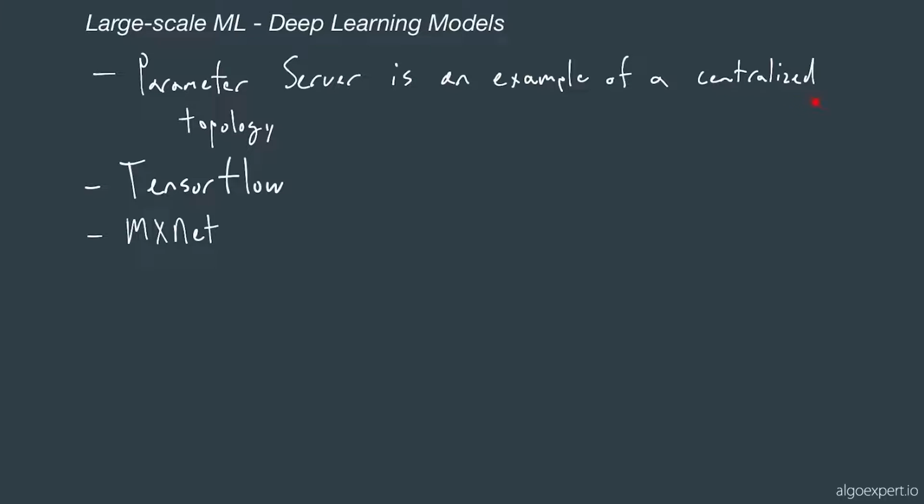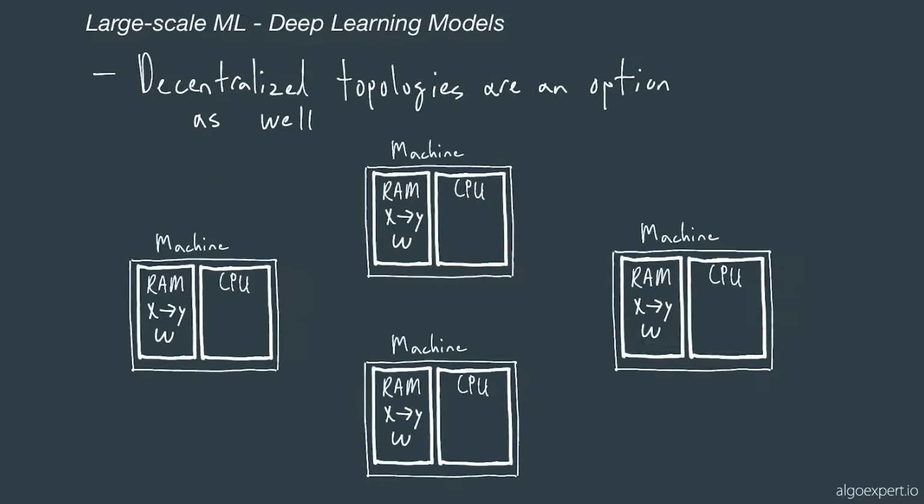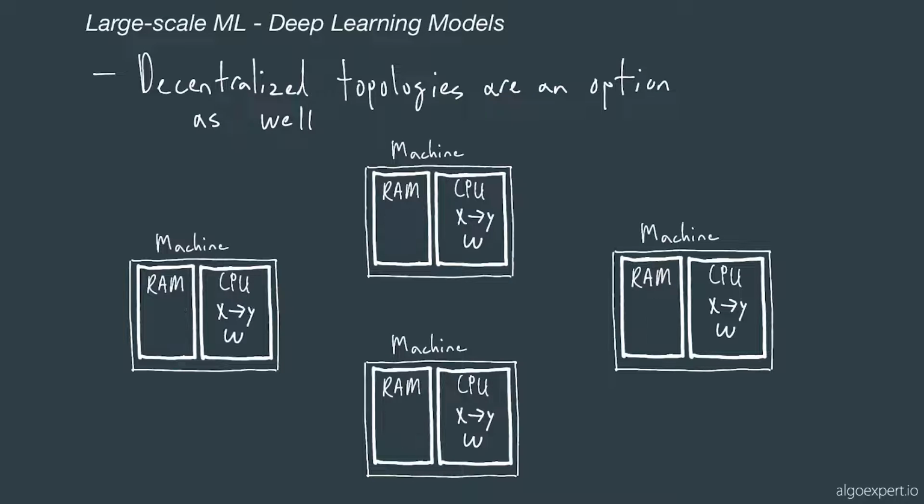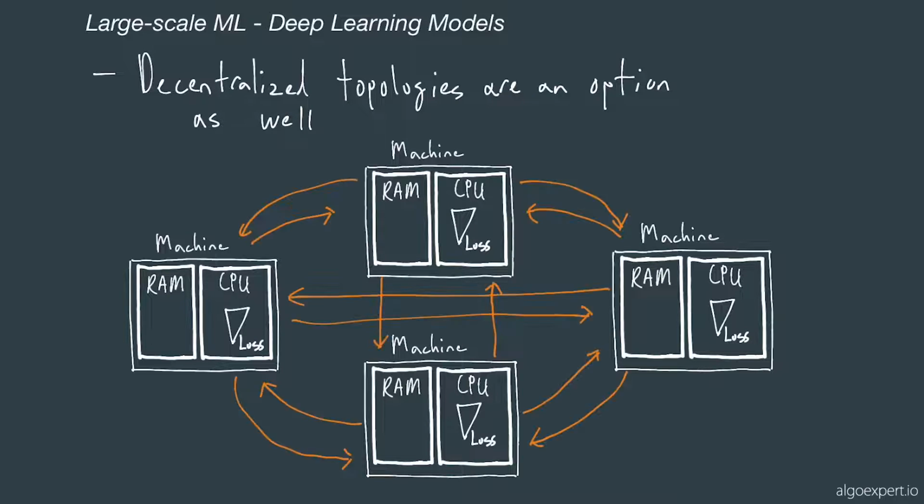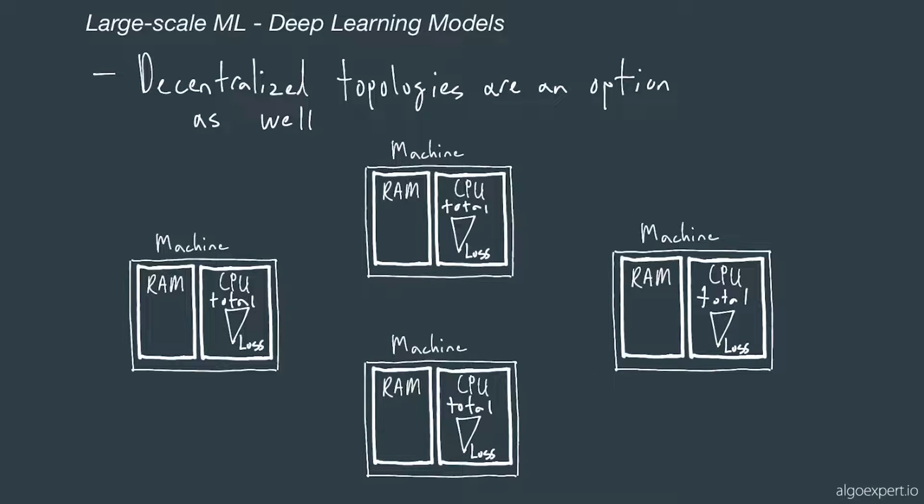Now, as opposed to these centralized topologies, we also have decentralized topologies. In this example, there is no leader or parameter server, but each machine will still get a section of the mini batch. Each machine would calculate the gradients, just like we saw before, and then each machine could communicate its own gradient to every other machine, such that every machine now has the total gradient and can update each of its weights appropriately.